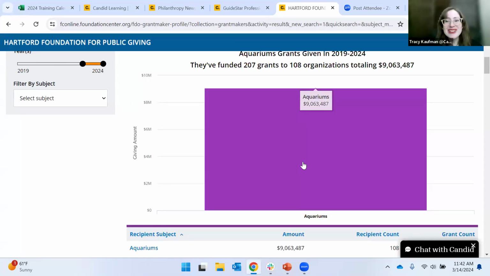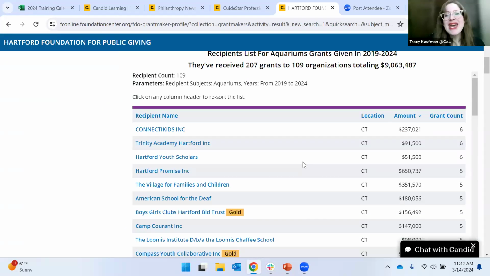And so you can really get to the bottom of what they actually tend to fund a lot. And at the bottom of the rabbit hole, you get the organizations that they have given to in this subject area. So we just went down to the bottom of the aquarium giving, of all things. It's very specific. And you might notice here, not everything is an aquarium. Some of this can be grant funding to another organization for a program that is connected with, say, the Mystic Aquarium or the Maritime Museum or something like that.